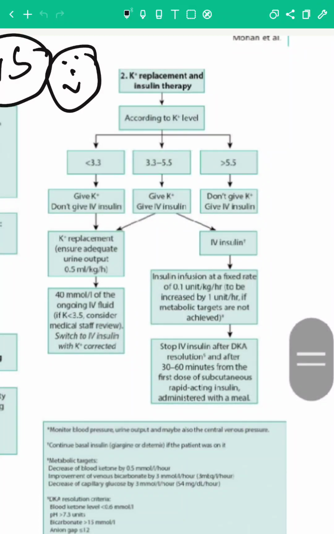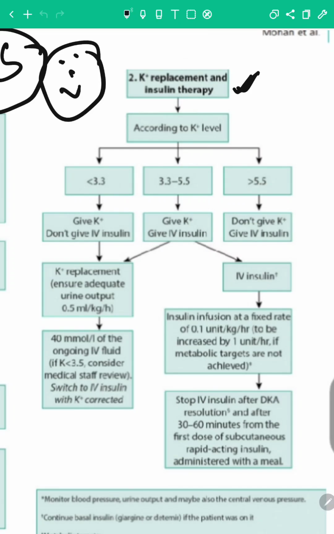Now we are going to focus on this part of the management table, that is the potassium replacement and insulin therapy. Now this portion of the chart needs to be managed according to the potassium levels. The serum potassium levels are to be assessed for this portion of management, and depending upon low, normal or high potassium levels, we will have to supplement potassium along with insulin as needed.